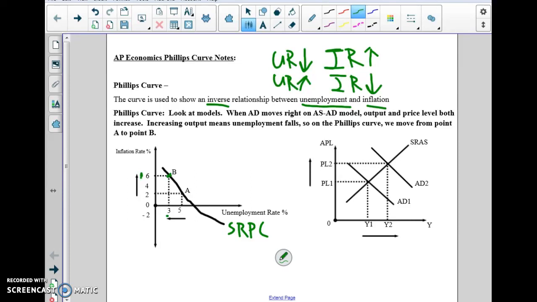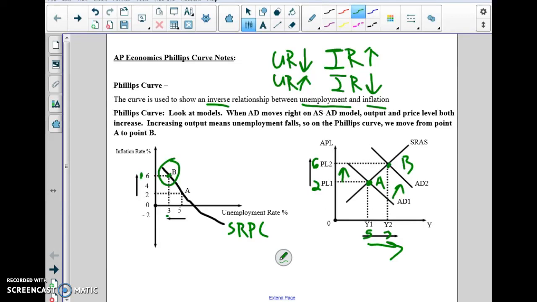All right, now you can put this model together with our ASAD model. If we said point A coincided with this point A, and we said that here the unemployment rate was 5 and the inflation rate was 2. Well, we know that if we had a positive AD shock, let's say the stock market does well, there's an increase in wealth, AD goes to the right, we know that price level would rise, we'd have inflation, we know that output would rise, so we would have lower unemployment, and that coincides over here with point B. Where now we might say we have 3% unemployment and 6% inflation.